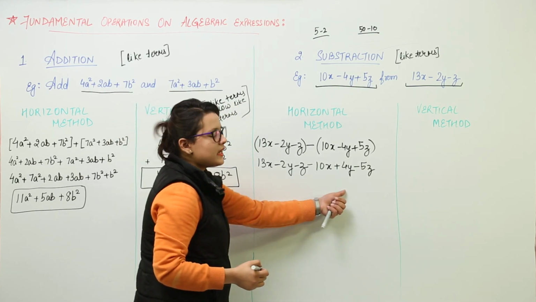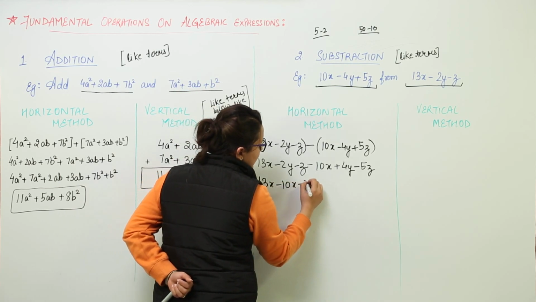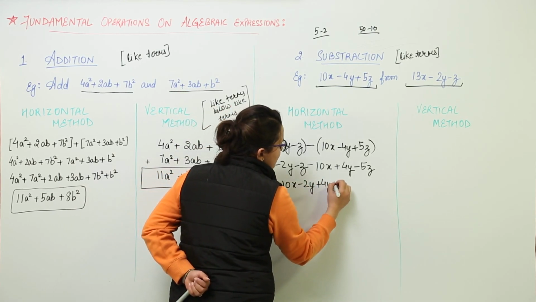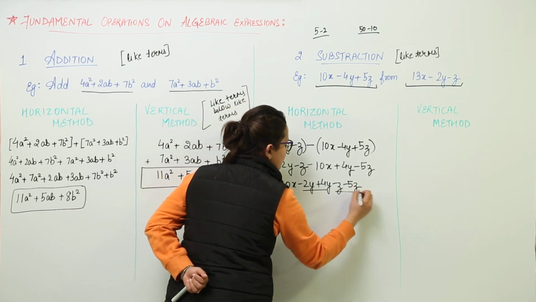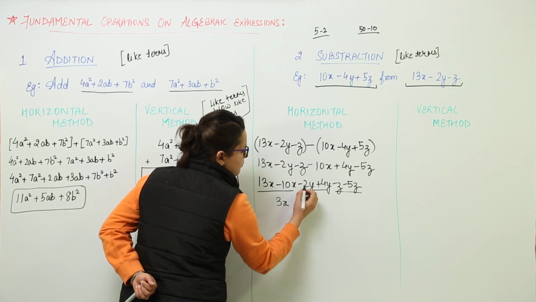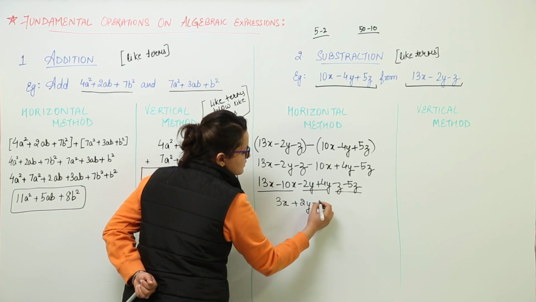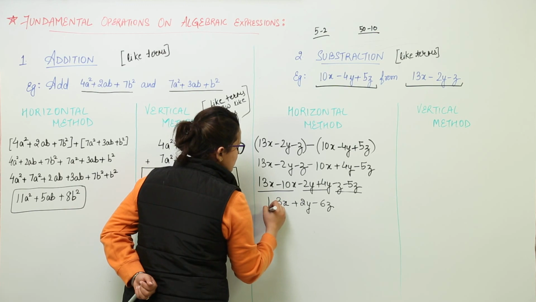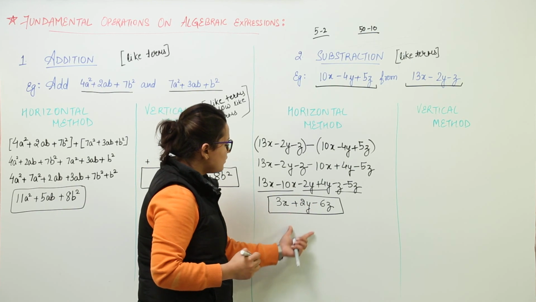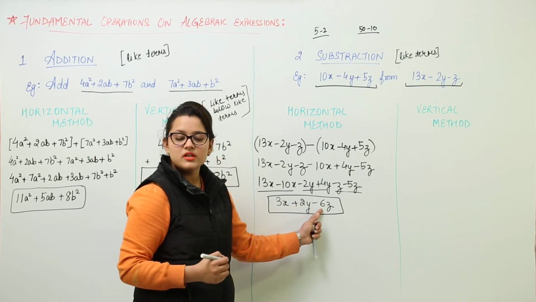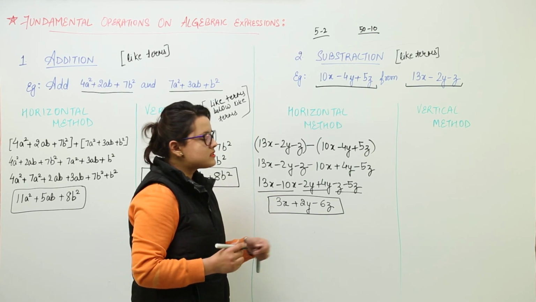Now we can group all the like terms together. The like terms would be 13x minus 10x, minus 2y plus 4y, minus z minus 5z. Now simplifying the like terms, we would get here 3x, minus 2y plus 4y gets us 2y, and minus z minus 5z gives us minus 6z. So this is the final answer. Why? Because we cannot subtract or solve it any further, as the terms that we have in the expression are unlike, and we cannot simplify unlike terms. So we'll leave the answer here only.